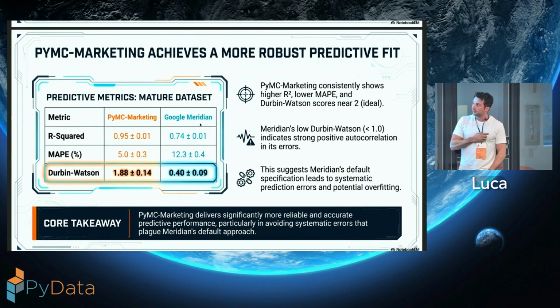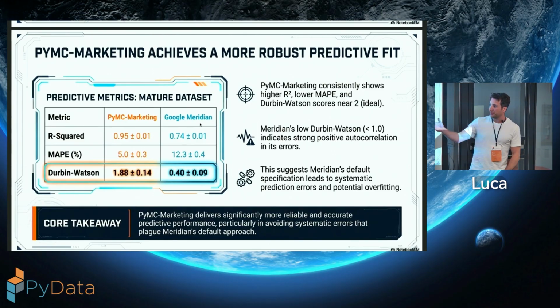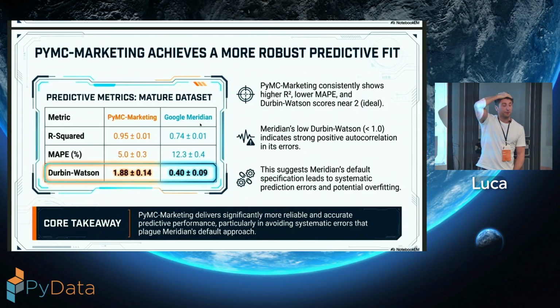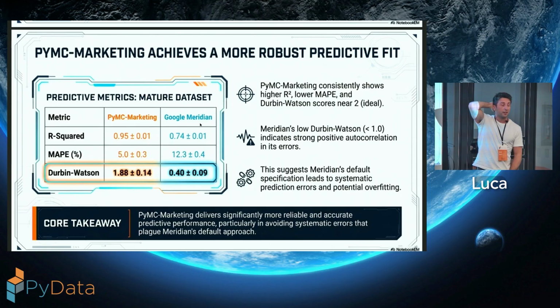The other one is predictive metrics, which, as I said, are good to look at. As you can see, they both achieve a decent fit. PyMC-Marketing fits a little bit better across the board in this instance. Now, this was done with PyMC-Marketing version 0.14, and I forgot the version of Meridian, but it was a couple of versions before. We're going to see an update on these results in the second part of the talk, which has a surprising take with the latest version of Meridian and the latest version of PyMC-Marketing.